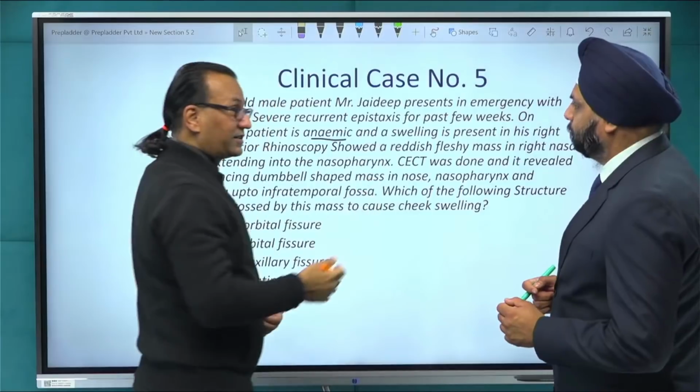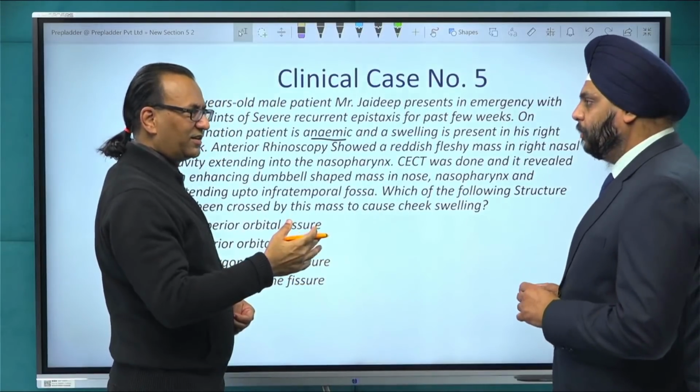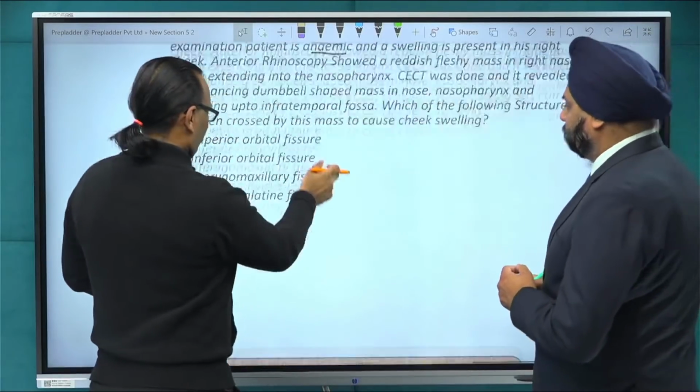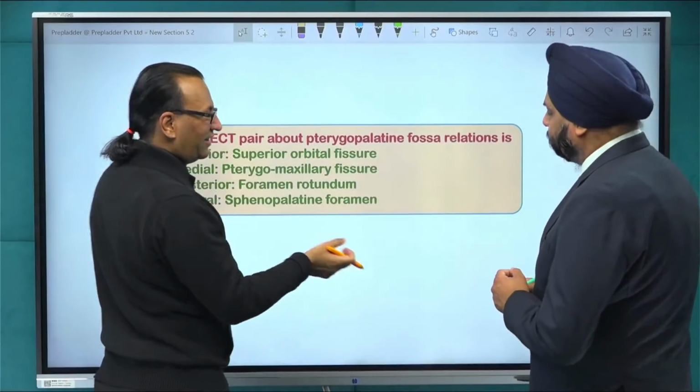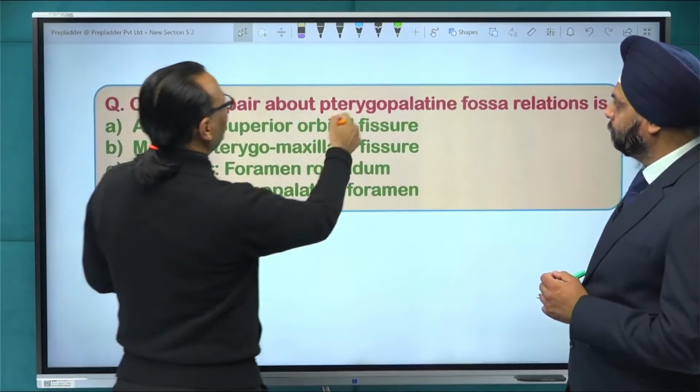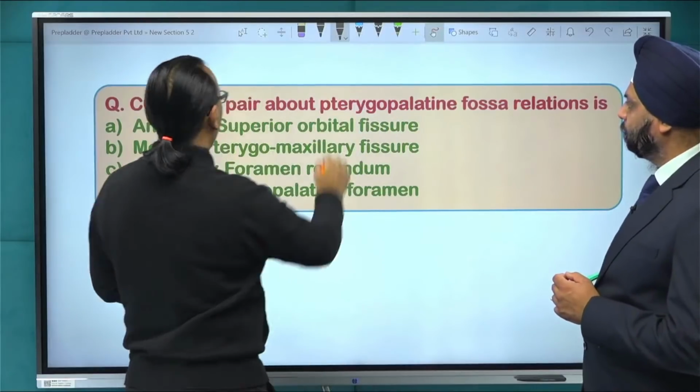And even anti-cancer drugs are given, right? Very rarely, sir, very rarely. Because anti-mitotic basically. Yeah. So it is actually in relation to this particular area.